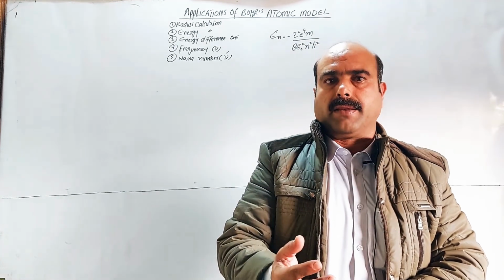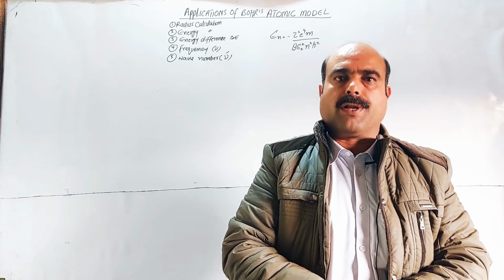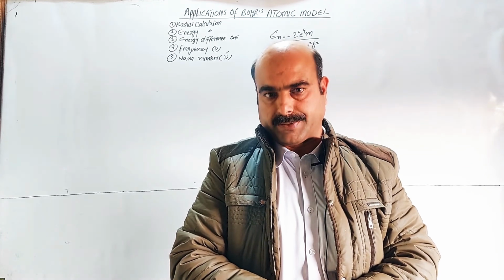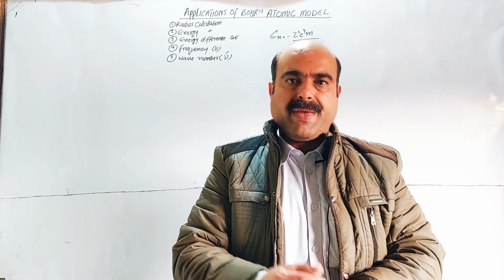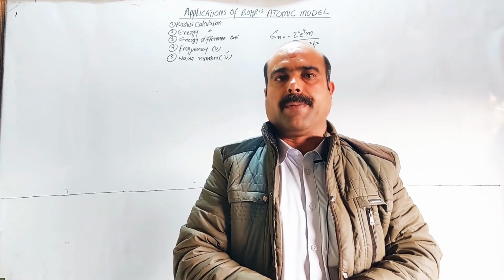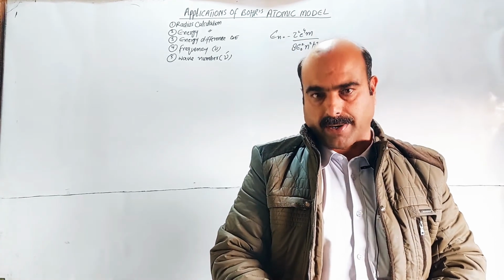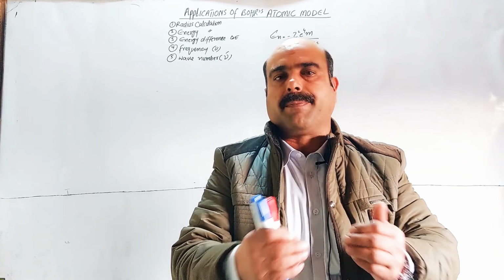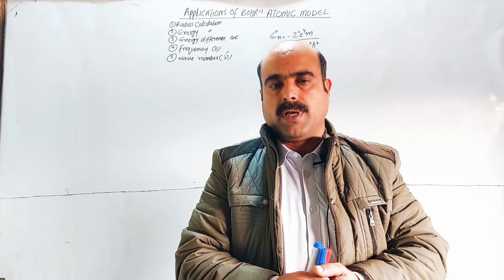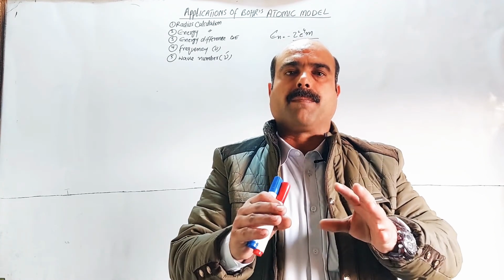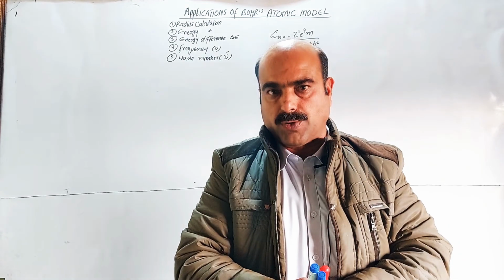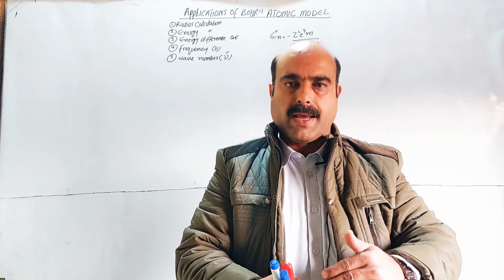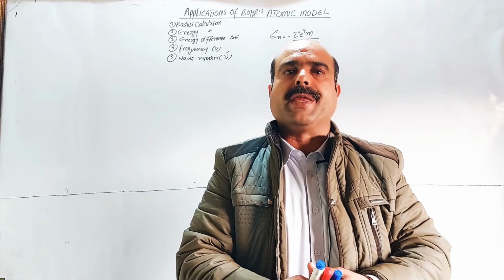Today's topic is the calculation of energy difference between the two orbits. It is a very important and basic topic, and it is an application of the Bohr atomic model. Bohr gave a model for the atom, and we will see how this model helps us, what its significance is, and how, with the help of this model, we can calculate various values and get information.